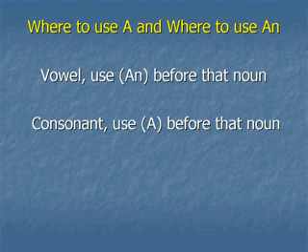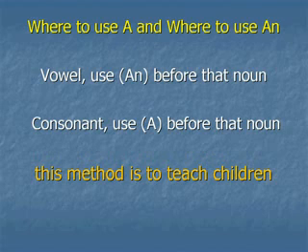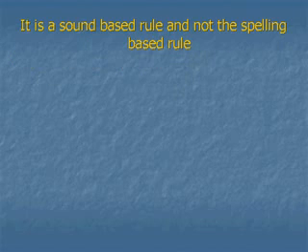Well, I taught you the same thing in Unit 1, but fairly speaking, this method is to teach children. The real idea behind using a or an is not the spelling of a word and whether it starts with a vowel or a consonant. The real method of finding if you should be using a or an is pronunciation. It's a sound-based rule and not a spelling-based rule.